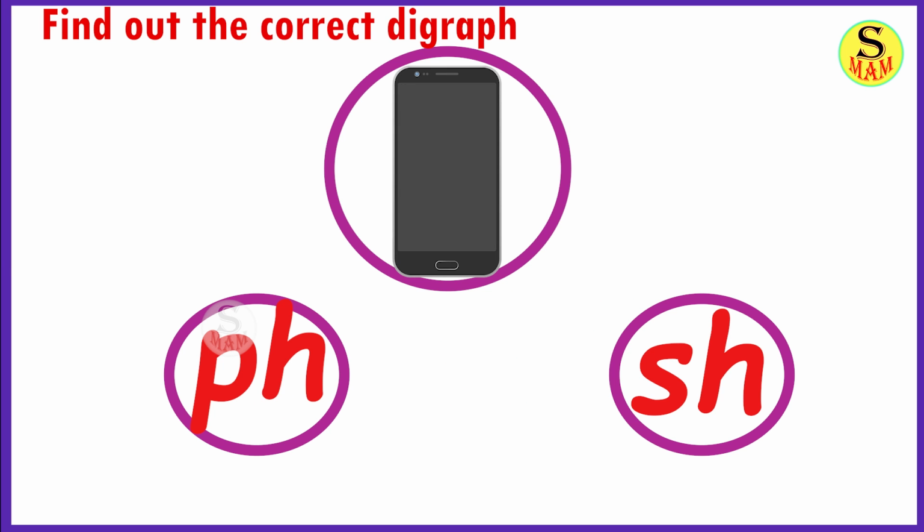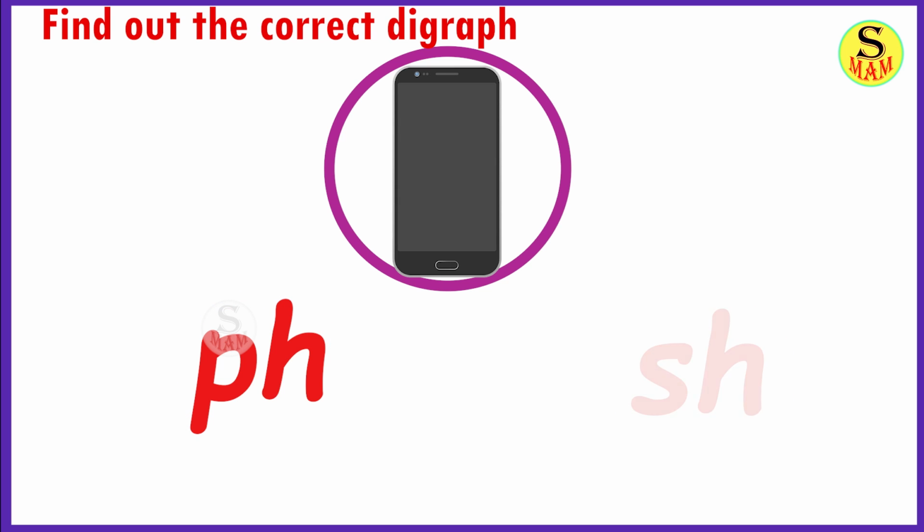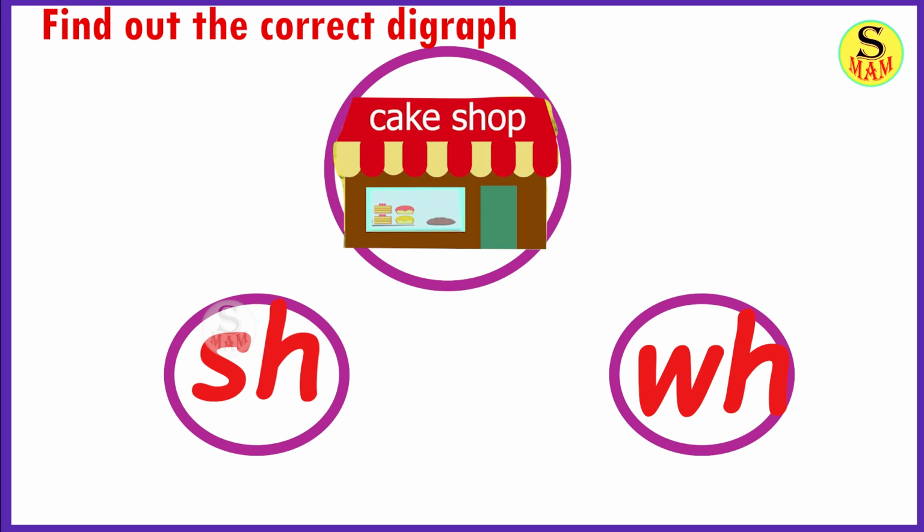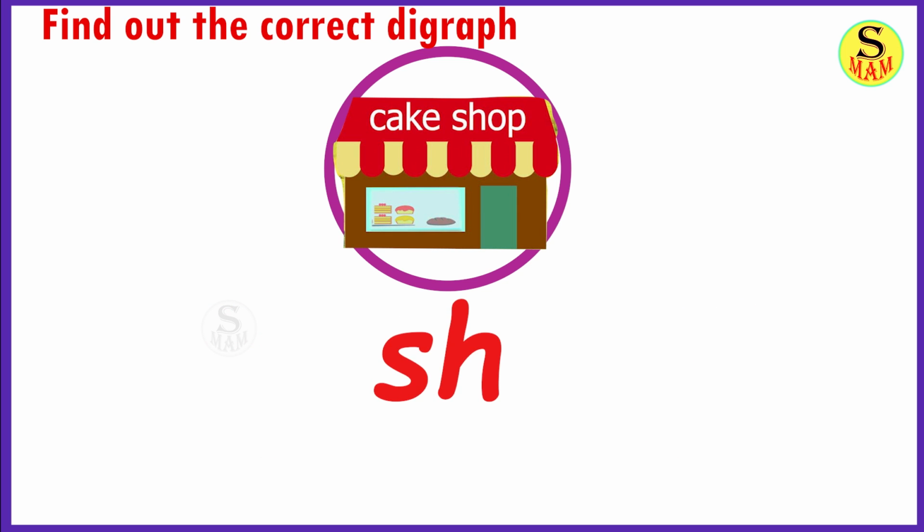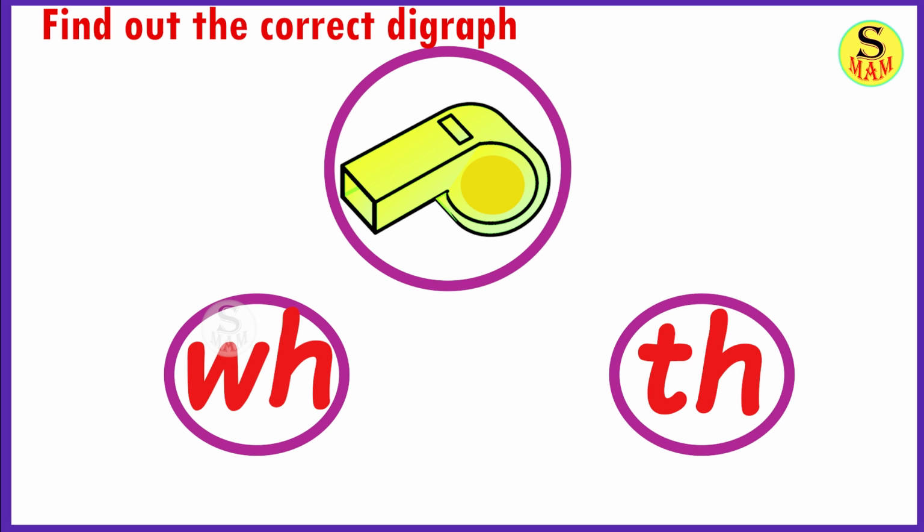Next. Phone. P-H, S-H. Phone. P-H. Next. Shop. S-H, W-H. Shop. S-H. Next one. Whistle. W-H, T-H. Whistle. W-H.